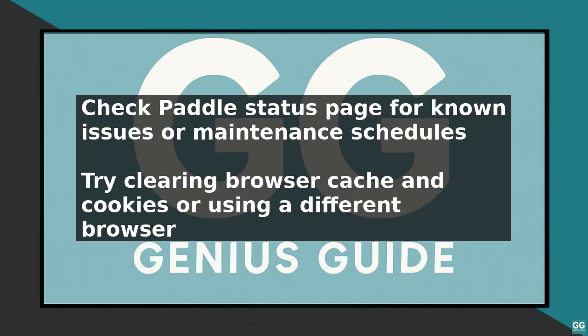You can also try clearing your browser cache and cookies or trying a different browser to rule out any browser-specific issues. If none of these steps resolve the issue, try reaching out to Paddle's support team for further assistance. They can help you investigate the issue and provide a solution or workaround. By following these steps, you should be able to identify and resolve most issues with the Paddle dashboard.